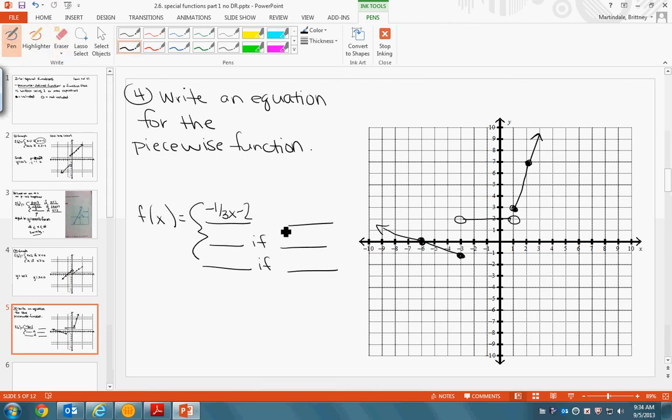Now we have to do the if part. If x is something, we don't know, we have to look at it. The first x that you see on this line is at negative 3. So I write x and negative 3. That is a closed circle going left. So you say x is less than or equal to negative 3.